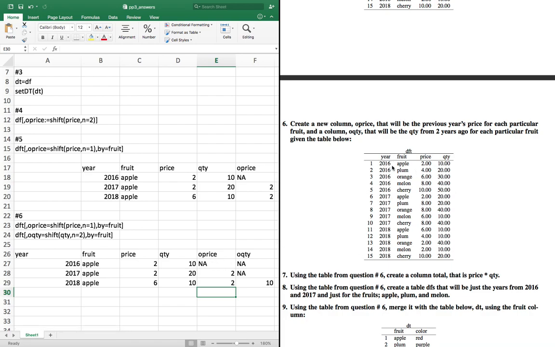So for example, 2016 apple would have an O price column with the value NA, and it would have an O quantity value of NA, right? Same thing for plum, orange, melon, cherry. Down here, when you get to the 6th row, which is apple, you would have the O price column, but this time the O price for 2017 would be 2. And the O quantity for 2017, line 6 of the table, would be NA. So that's basically the gist of what's happening here.